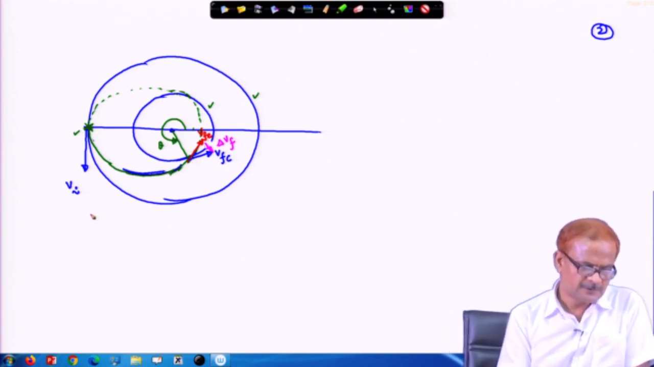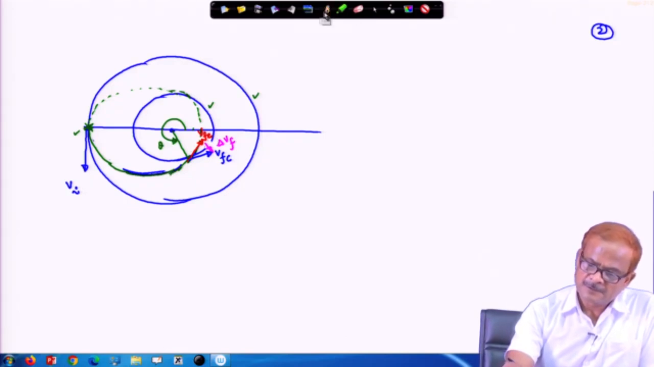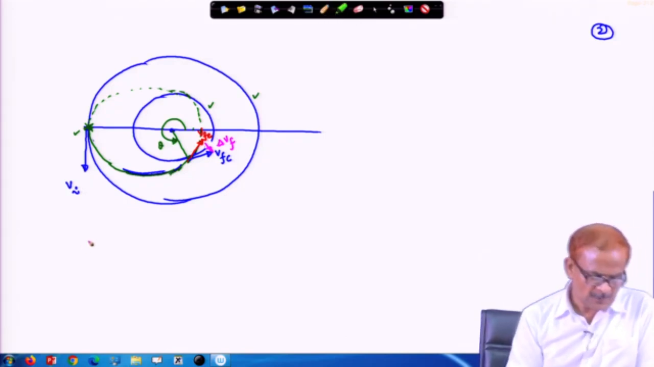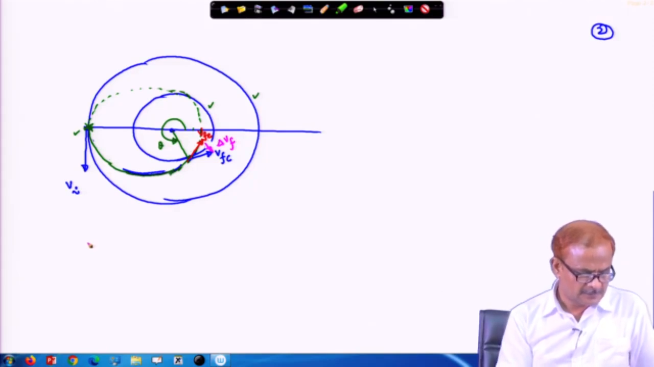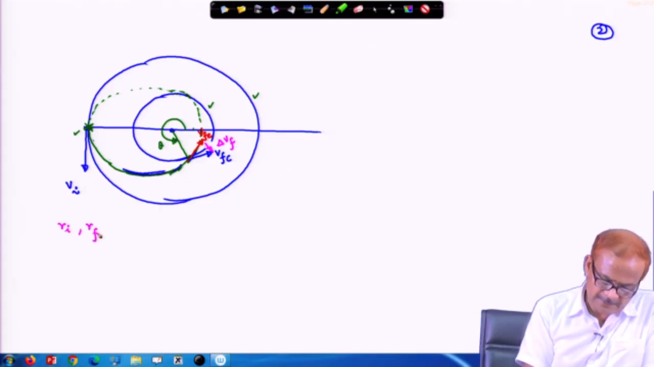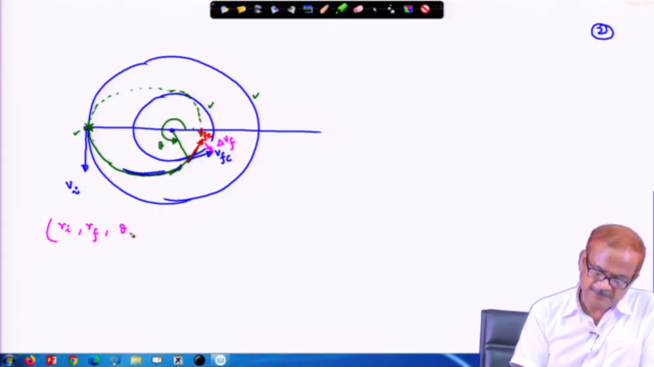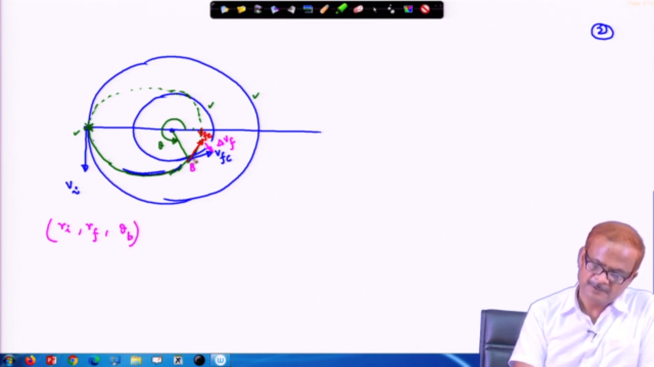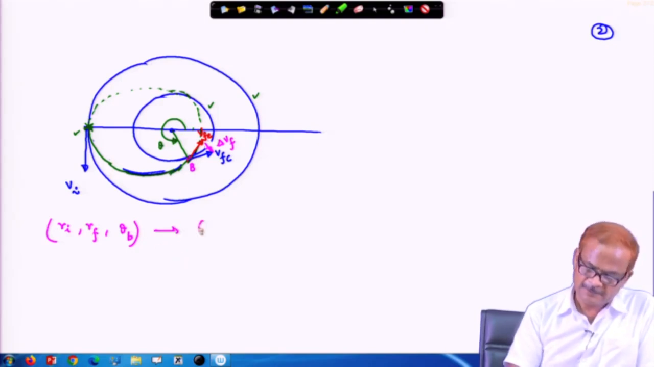So, what are the steps involved that we are going to write? In this particular case, we can state the problem like this: r initial is given, r final is given, and theta, let us say this point is B, theta_B is given, that we have to go and get into the inner orbit at the point B, and from there then work out how much total impulse is required.